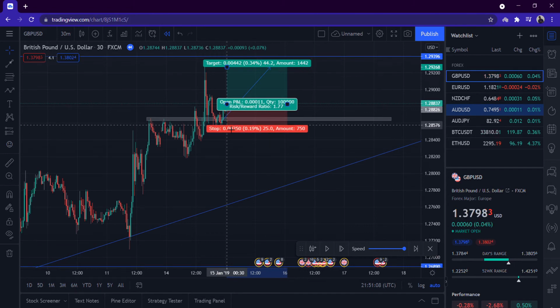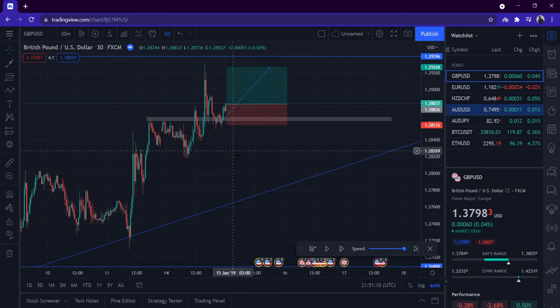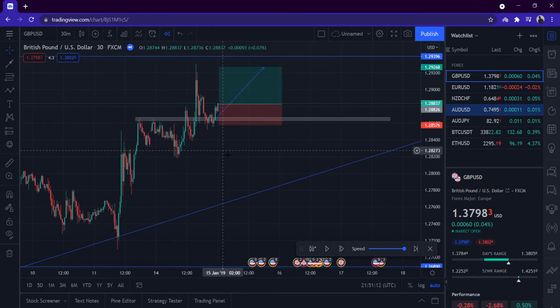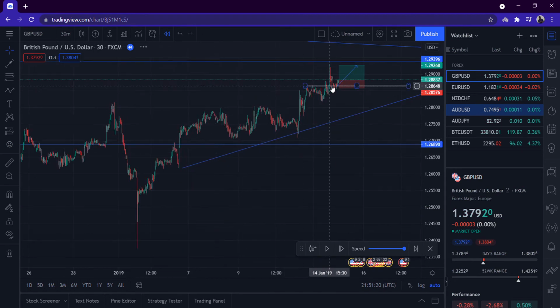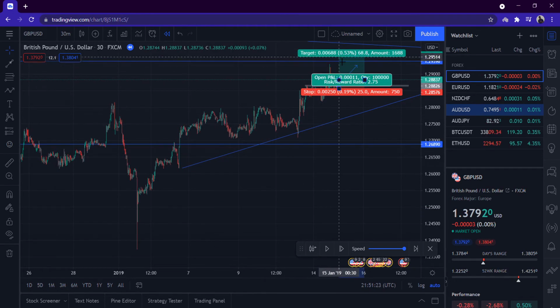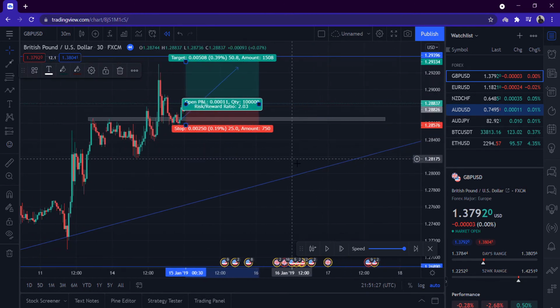Yeah, it's more of a 1 to 1.77 trade. Yeah, this is going to be my first take profit. It's at 2.03.